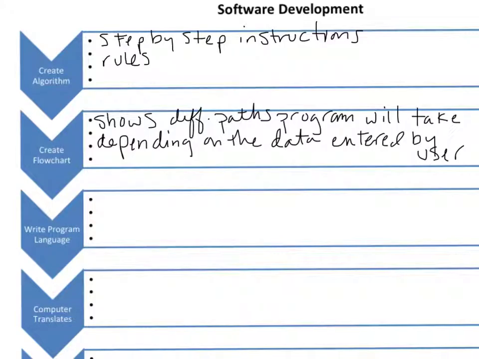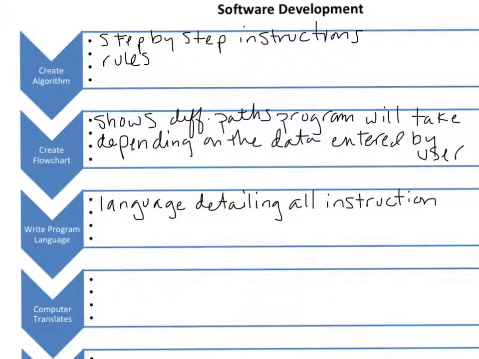All right, so now that they've got their steps written in their algorithm and they've got their flow chart all laid out and they feel like they've covered all their bases, now they're going to start writing their programming language, okay? So this is the language detailing all of the instructions. We talked about it before. What are some examples of programming languages? COBOL, Java, BASIC.